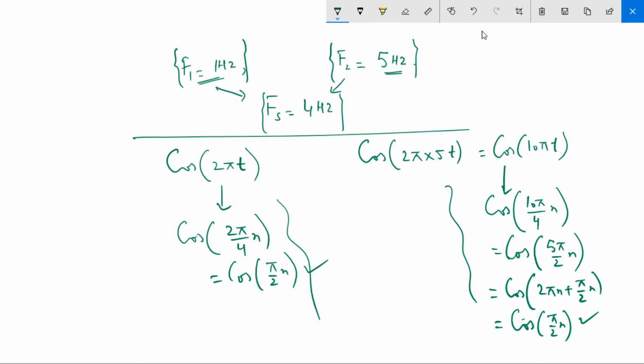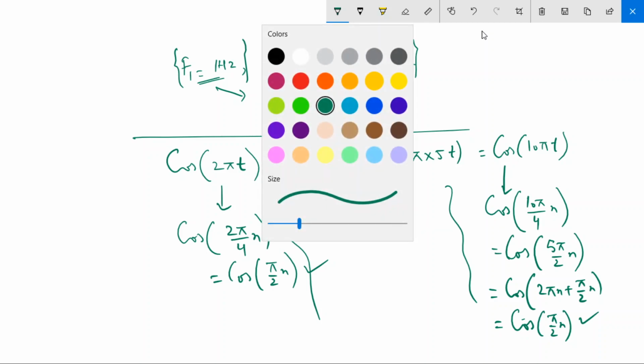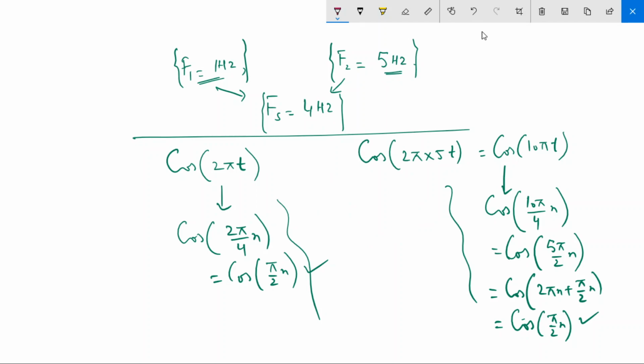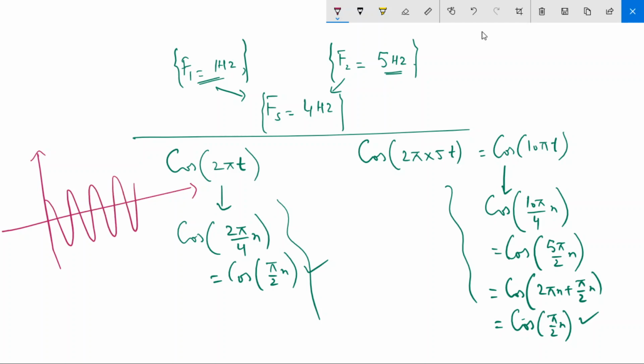Okay, so what it means is that, if you plot, suppose, the 5 Hz frequency, what is the meaning of 5 Hz frequency and 1 Hz frequency? 5 Hz means in 1 second we are getting 5 cycles. So I take one cycle, 2 cycles, 3 cycles, 4, and then 5. This is the 1 second time period. This is the 5 Hz frequency.